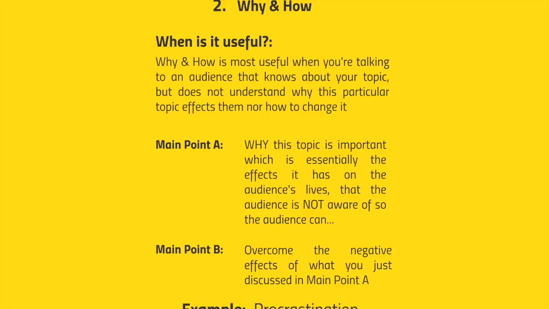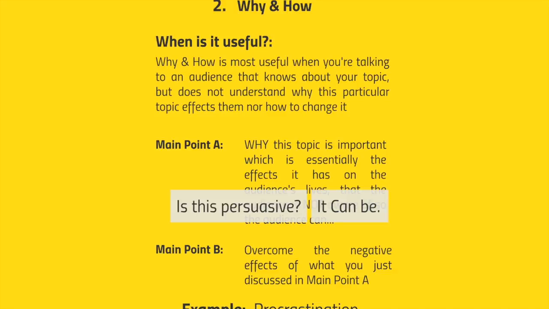So you want to give them 2 reasons why it affects their life, okay? And I use the word affects because I think that's the easiest way to summarize the why. And then, now that they know this affects them, guess what? You tell them how you can fix it. Now, some of you are probably wondering, Adam, is this persuasive? And the answer is it can be.